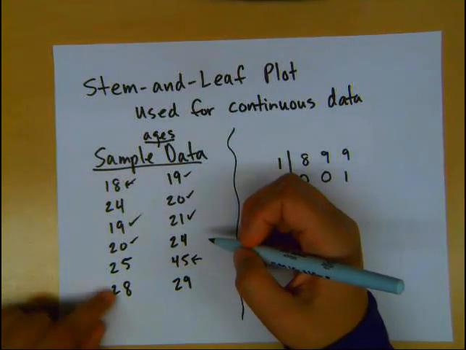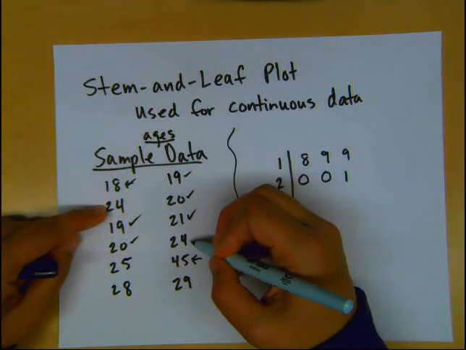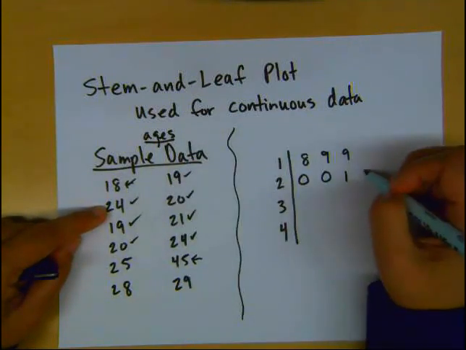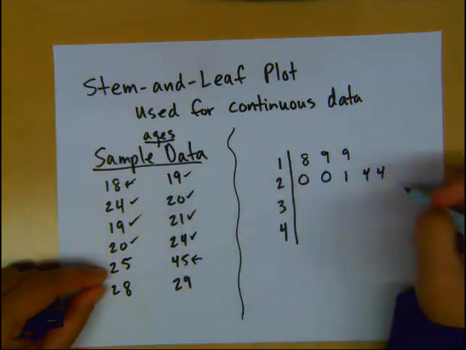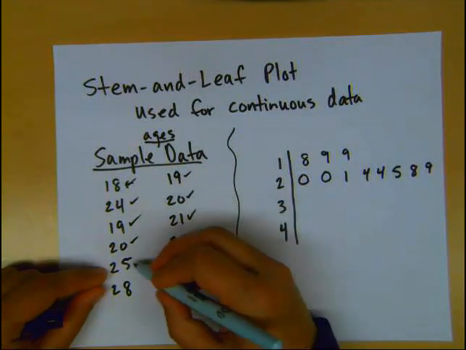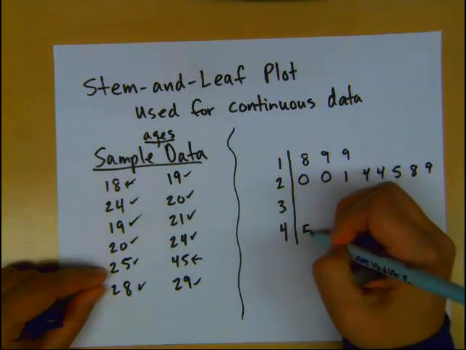What do we have next? 2 24s, it looks like. And then a 25, a 28, and a 29. And then the last one is 45.